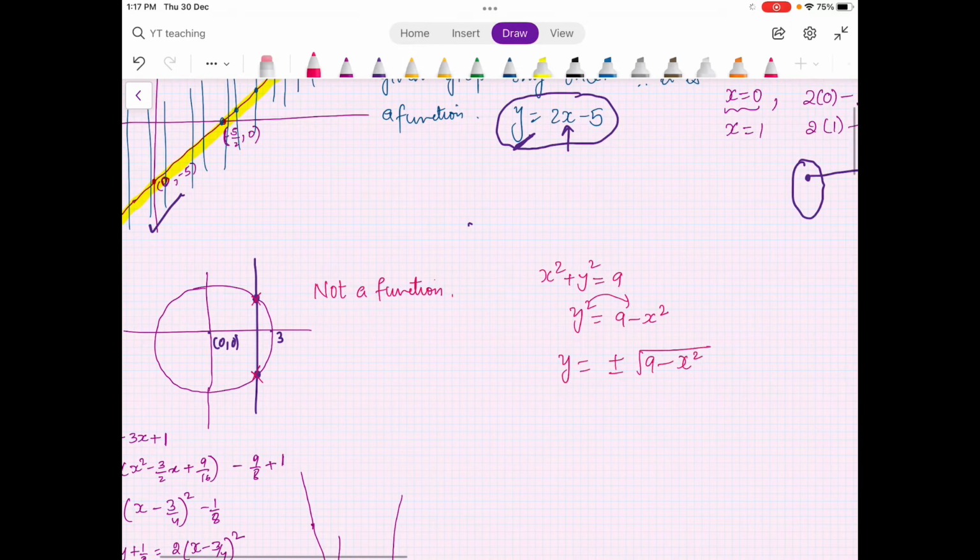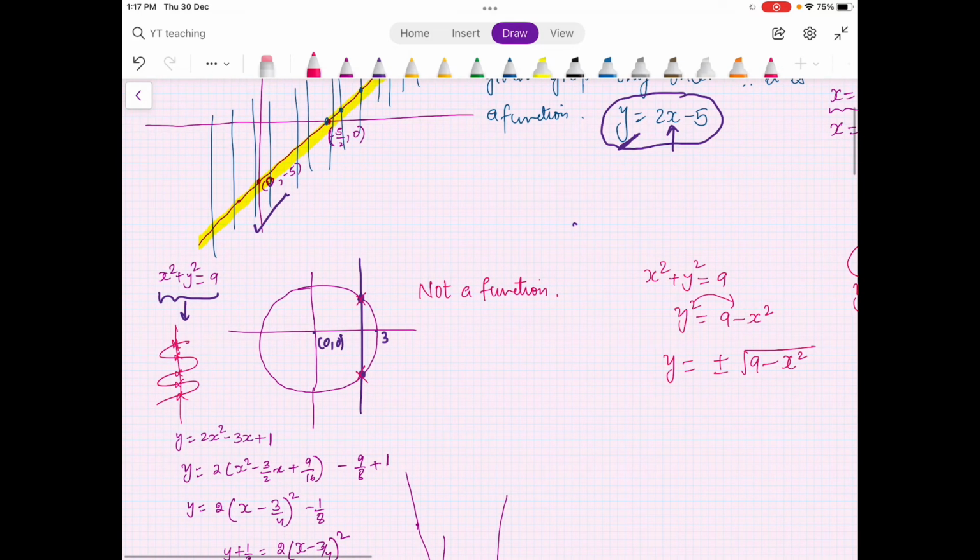So when I say x is equal to, say, 1, what values of y will we get? We will get plus minus square root of 9 minus 1, so we get plus minus 2 root 2. Corresponding to one value of x, we are getting two values of y. So that is why it is not a function. You can use the vertical line test as well as this theory.